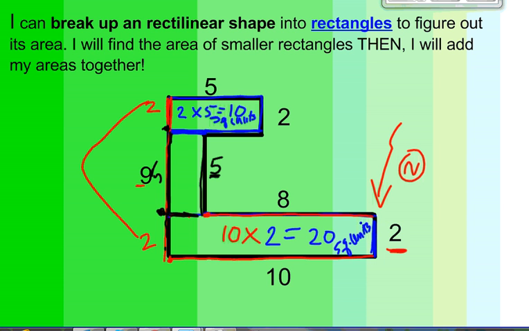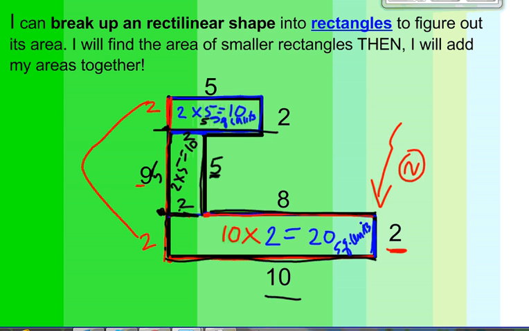I need my width. So I'm going to use what I have here. I know that this side right here, that is 5. The whole is 5, right? I have that. And I know that this part is 8. The whole part is 10. So this part must be 2. Therefore, that is going to be 2, because 2 plus 8 equals 10. Now I'm going to use my length and my width. 2 times 5 equals 10.